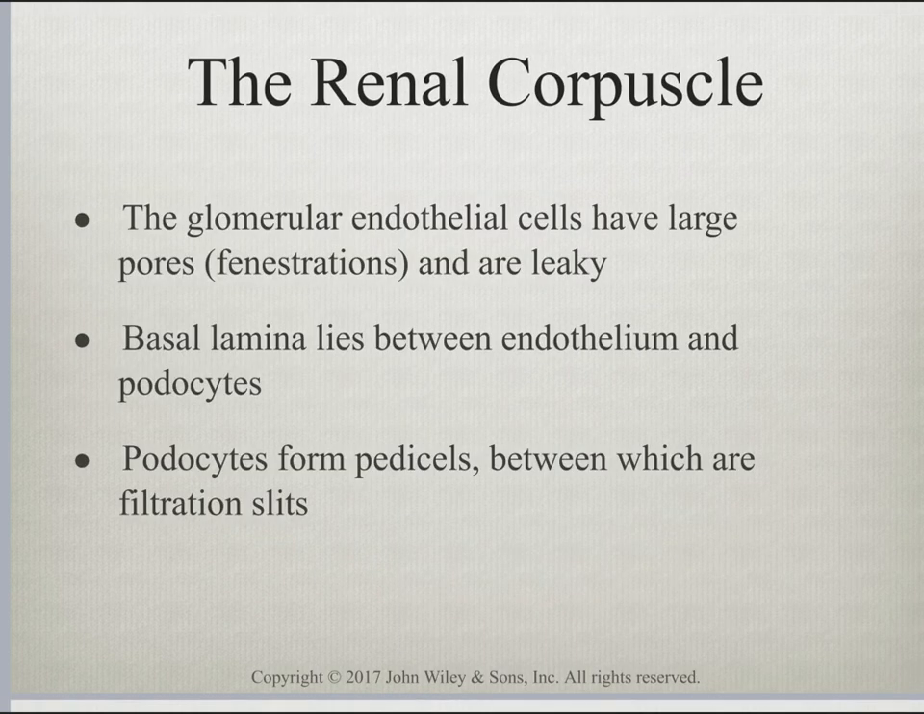Now, we can look at the renal corpuscle again and look at the glomerular endothelial cells and see that they have those large fenestrations, those pores. Those pores, when you go back to our capillary lecture, were leaky. It was allowing size-restricted stuff to move in or block and essentially filter.